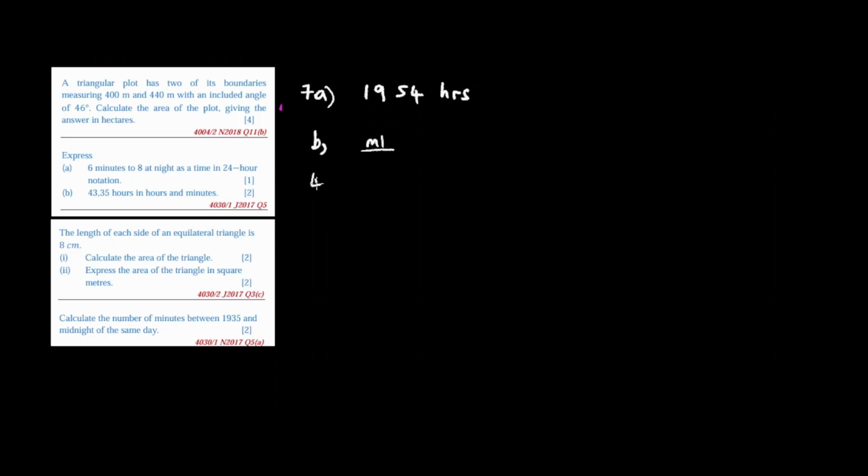So 43.35 hours is equal to 43 hours and 35 over 100 times an hour, which in minutes is 60 minutes. Then the question is how to know that I have done it correctly.